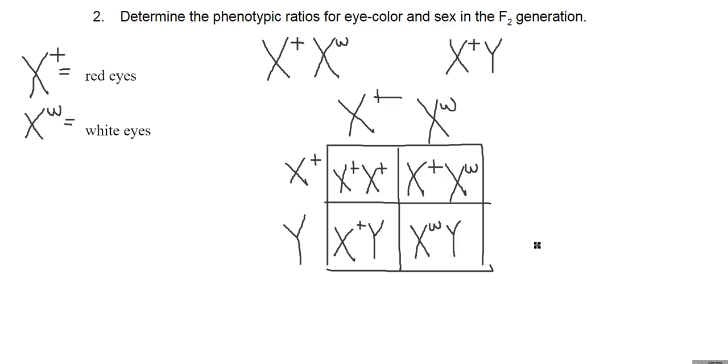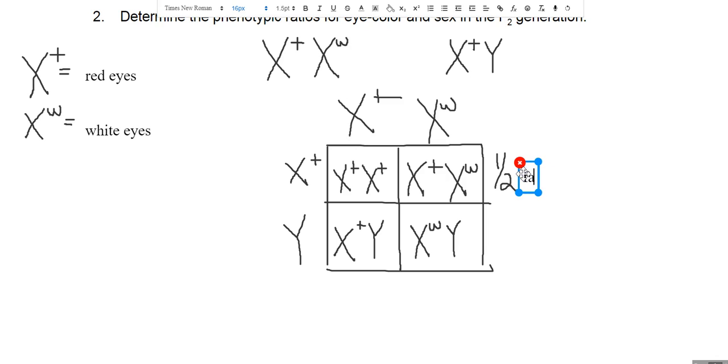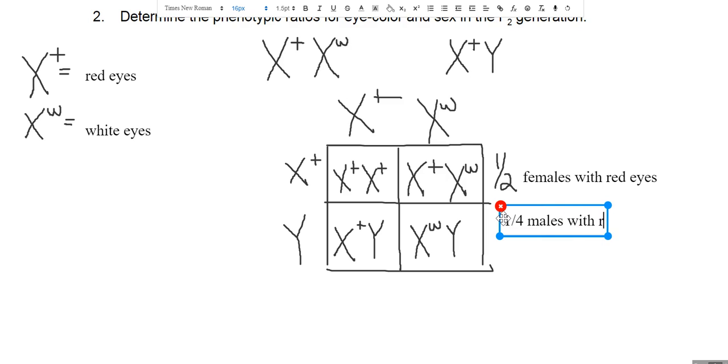So if I'm looking for phenotypic ratios for eye color and sex in this mating in the F2 generation, I would expect that half of my offspring would be female with red eyes. I would expect that 1/4 of my total progeny would be males with red eyes. And then 1 out of 4 of my total progeny would be males with white eyes.